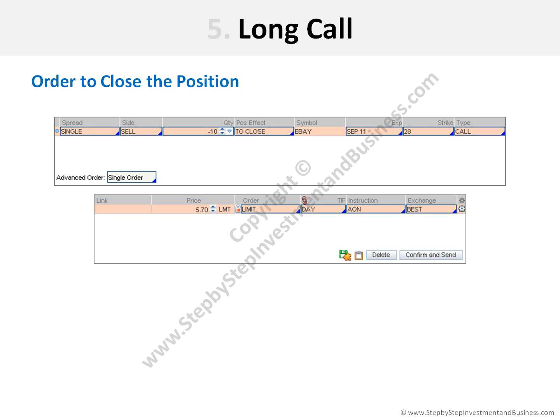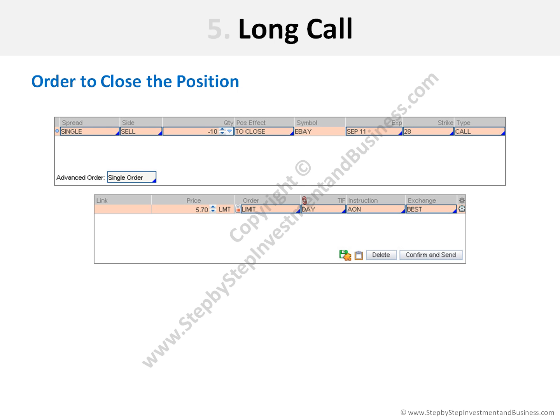Here is an example of the order we must enter to close the position. It consists of selling the 10 eBay calls that we had bought. In the Side column, we select the action Sell to indicate the sale of options, and in the Position Effect column, we select the option To Close to indicate that we want to close an existing position. The entered price is $5.7, and the order type is Limit. That is, we want to sell the options at a minimum price of $5.7.